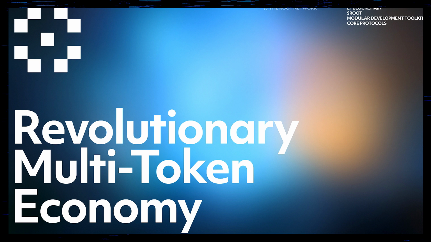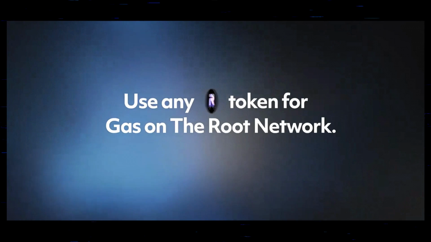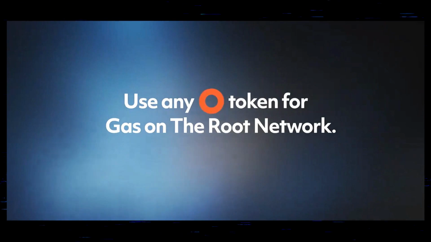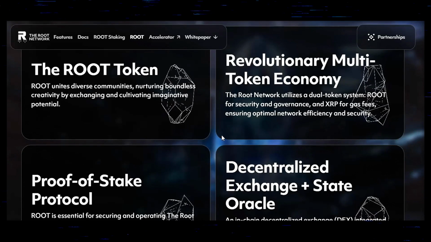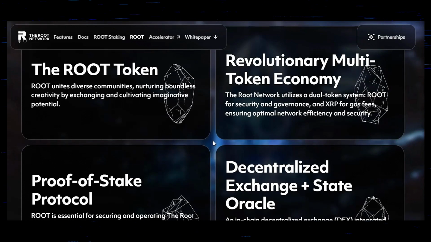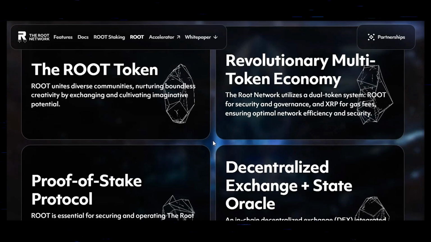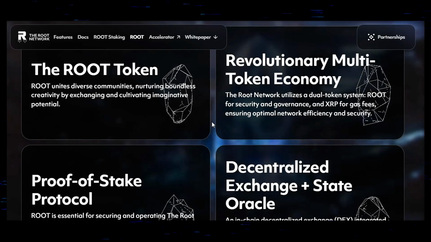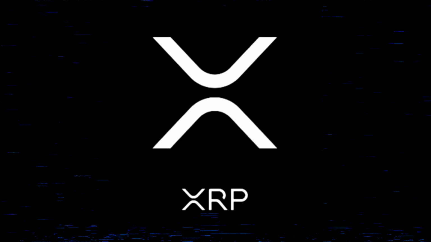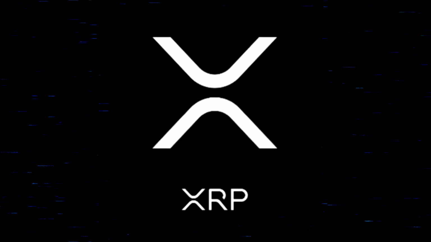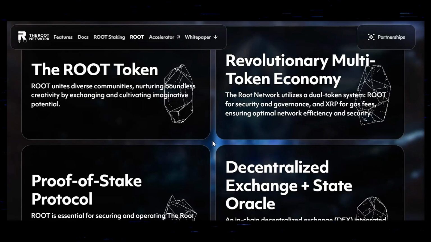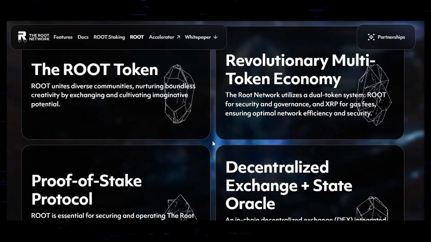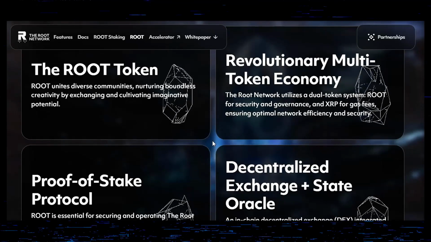Revolutionary multi-token economy. The Root network utilizes a dual token system, Root for security and governance, and XRP for gas fees, ensuring optimal network efficiency and security. So XRP is used for gas. There are a few other tokens that are used for gas, but XRP is a big, big part of the Futureverse ecosystem and the Root network.